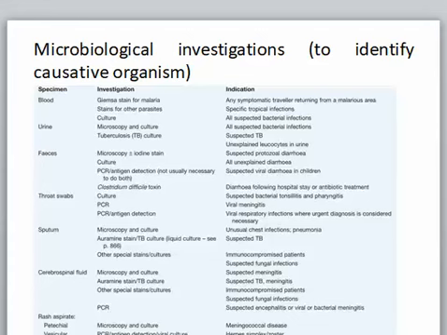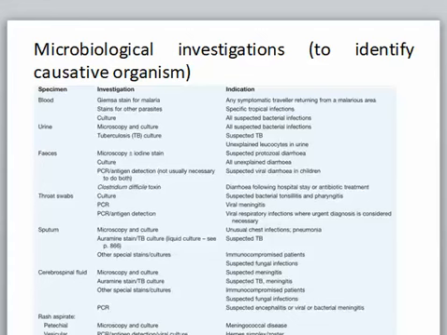Sputum auramine stain, Ziehl-Neelsen, culture, and liquid culture may be done for suspected TB on a sputum sample. Other special stains or cultures are for immunocompromised patients and for those where we suspect that there might be a fungal infection.